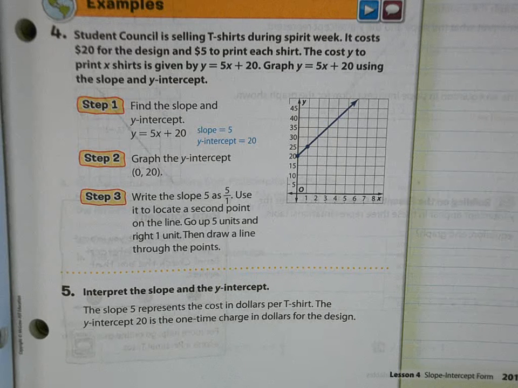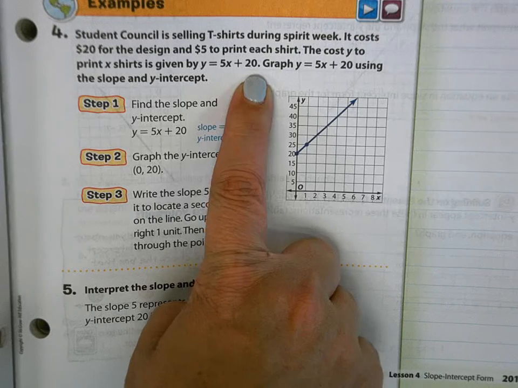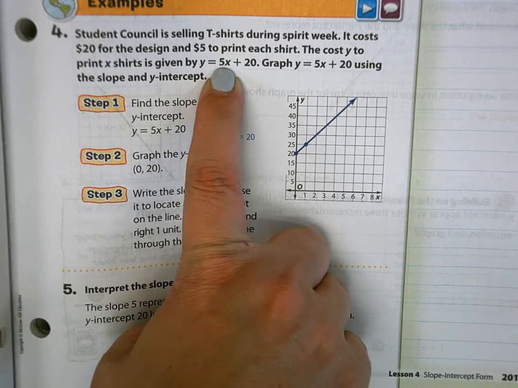Okay, so a lot of times they give you a printing fee, or to create the design, it's like a flat fee. If you guys have ever ordered shirts, you know about this. Okay, so it's $20 to start it, to do the design, and then $5 per shirt, right? The cost Y to print X shirts is given by Y equals 5X plus 20. So you can see this is the $20, this is the Y-intercept, right? It's like the upfront cost, and that's the slope because it's $5 a shirt.